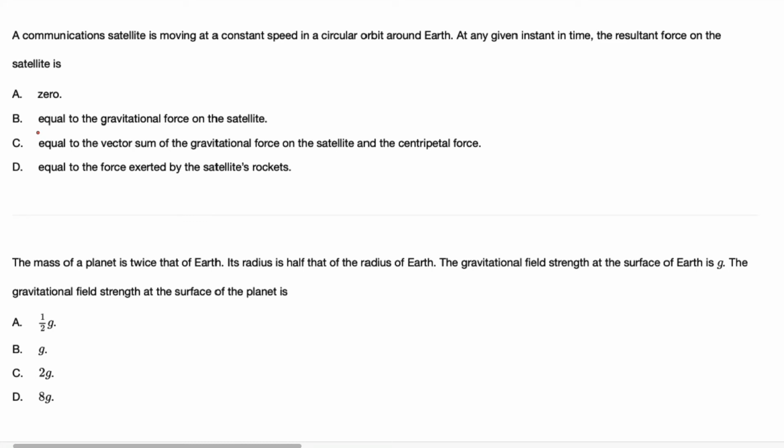A communication satellite is moving at a constant speed in a circular orbit around Earth. At any given instant in time, the resultant force on the satellite is equal to what? So the resultant force, the net force for circular motion, is equal to the centripetal force. Again, this is very important, and the direction is always pointing to the center of the orbit. So zero must be wrong, and in this problem, your centripetal force is just equal to the gravitational force on the satellite. So B is the correct answer.